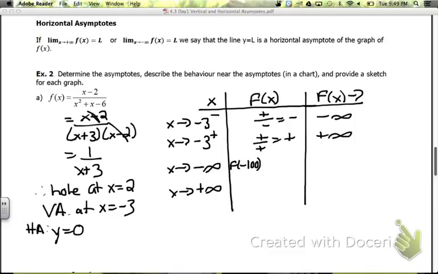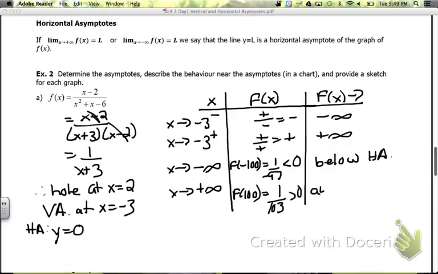So looking at f of negative 100, that's going to be equal to 1 over negative 97, which is less than 0. So therefore we know that it's going to be below our horizontal asymptote. Now when we look at x approaching positive infinity, let's look at the value of 100 for our x, which would then give us 1 over 103, which is going to be greater than 0, and therefore we know it's going to be above our horizontal asymptote.